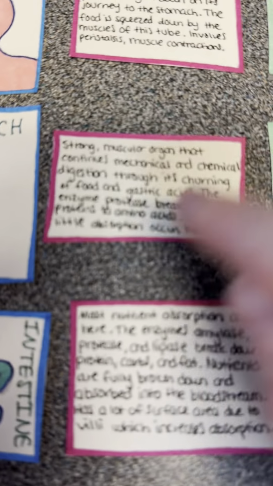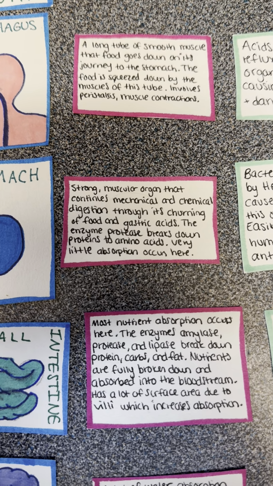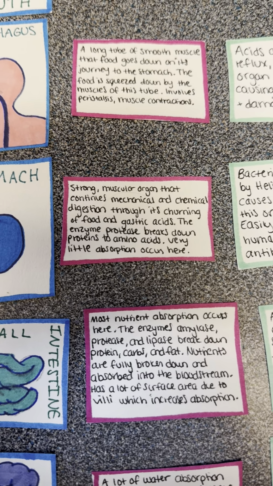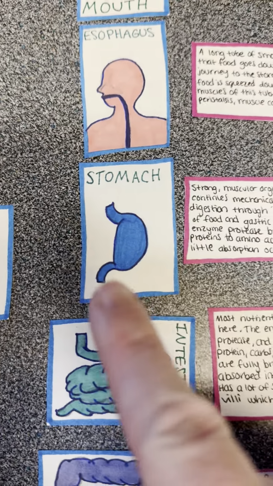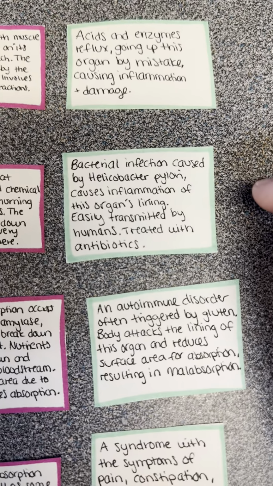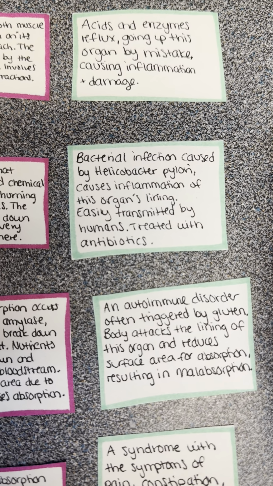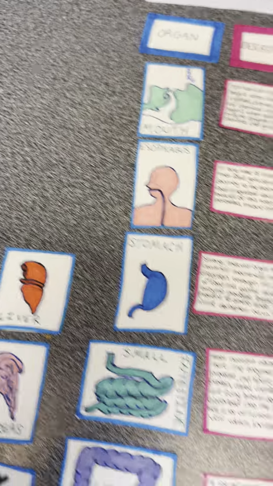We have a strong muscular organ that continues mechanical and chemical digestion through its churning of food and gastric acids. The enzyme protease breaks down proteins to amino acids. Very little absorption occurs here. That happens in the stomach. And then we have bacterial infection caused by Helicobacter pylori, causes inflammation of this organ's lining, easily transmitted by humans and treated with antibiotics. And that is gastritis, and that happens in the stomach.